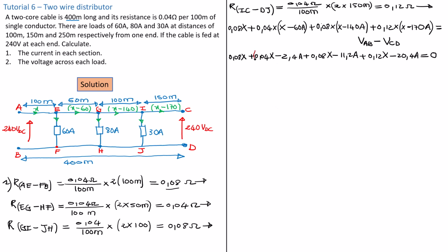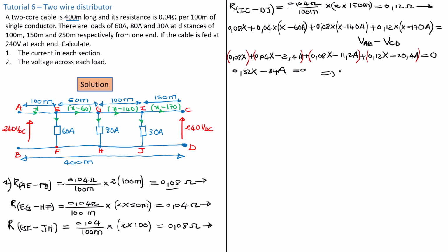Now remember, these are the voltage drop on each one of the section. These are the voltage drop. These are the voltage drop. And this is a difference between the two voltage on the input. Now when we simplify this equation, we're going to find 0.32 X minus 34 amp is equal to 0. And from here, we can then deduce the value of x.